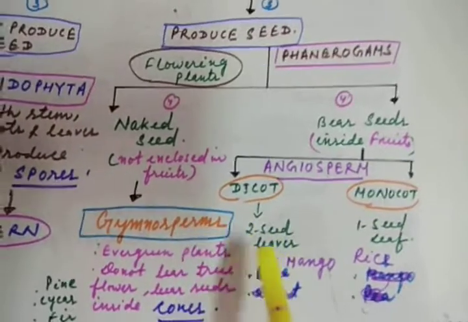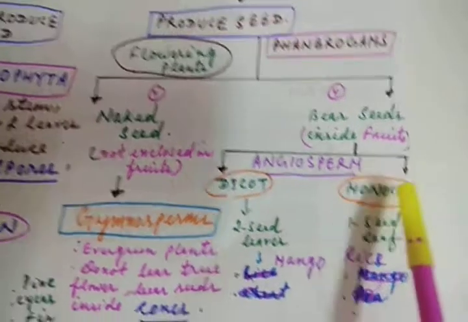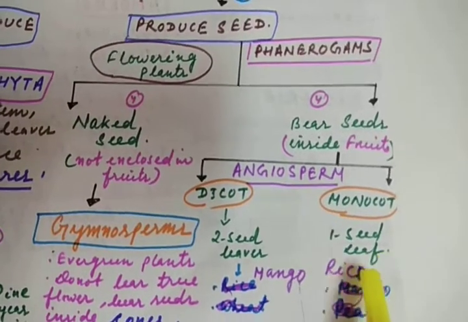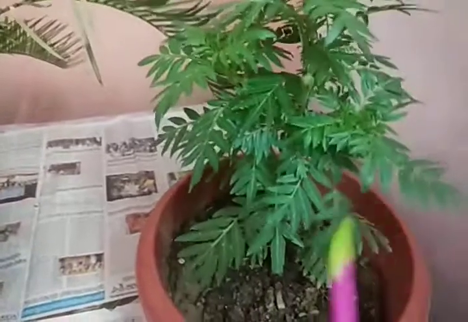Why dicot? Because they have two seed leaves present, means two cotyledons are present, and monocot they have one seed leaf or one cotyledon present. Example is mango or rice. We will say this is an angiosperm. Developed plants, developed root system, bearing flowers and fruits, right? So this is all about your plant kingdom.